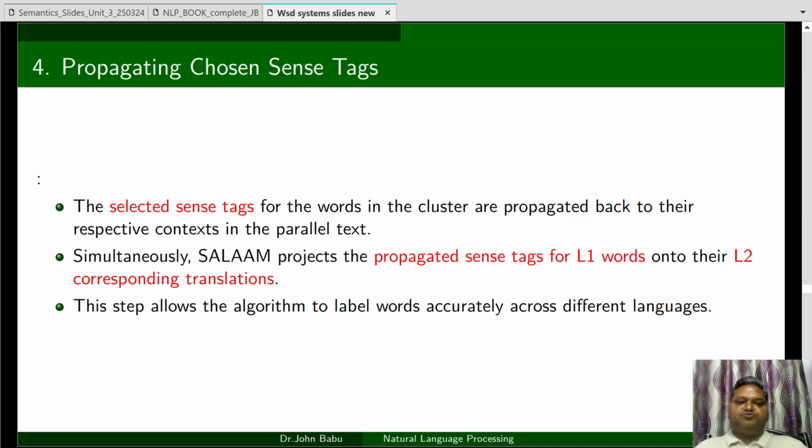And the fourth step is, once we choose the sense tag, propagating it to the original language. The selected sense tags for the words in the cluster are propagated back to their respective context in the parallel text. Simultaneously, SALAAM projects the propagated sense tags for L1 words onto their L2 corresponding translations. This step will allow the algorithm to label words accurately across the different languages. This is the SALAAM algorithm.